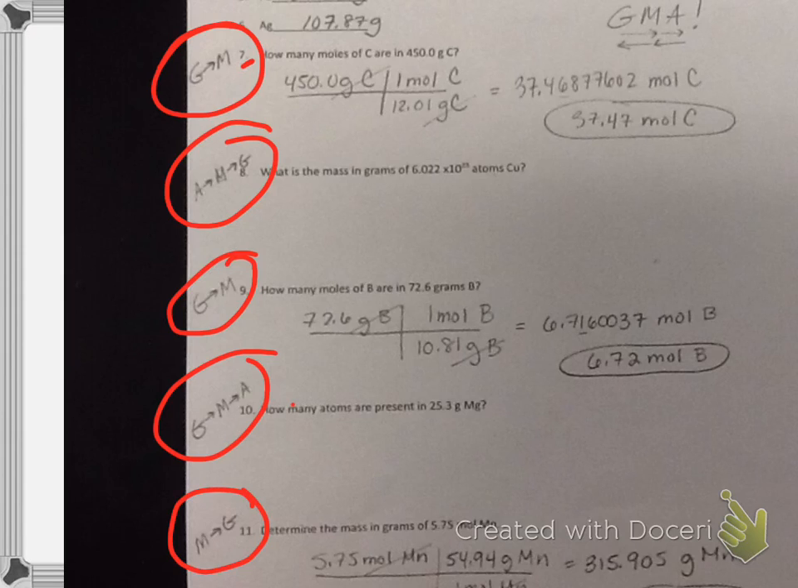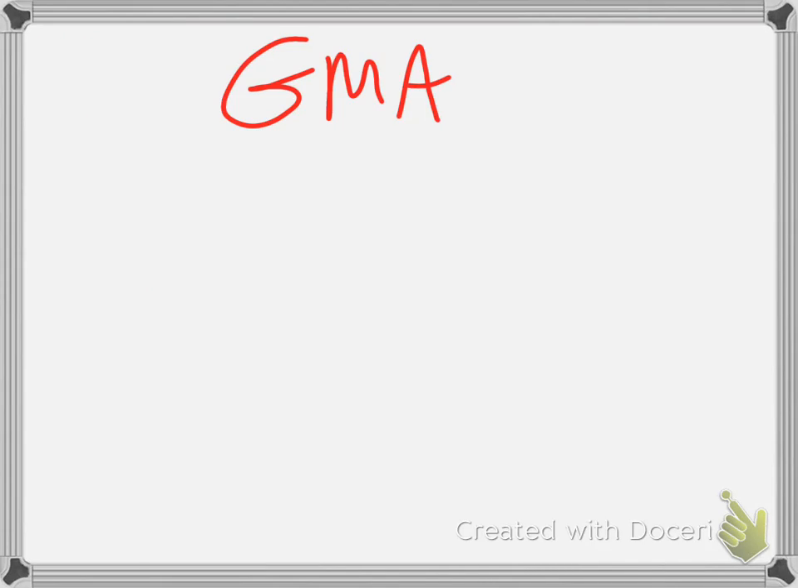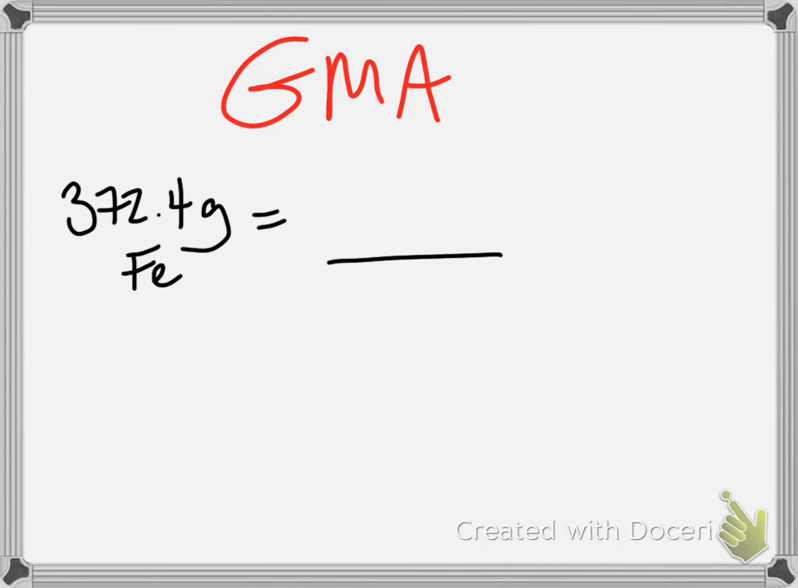What I'd like you to do is go through and find some atom to mole, mole to atom problems, and I want you to do those. And then we're going to do two-steppers. Okay, so now we're going to talk about two-step processes. So if you are given something like this, 372.4 grams of iron, and you want to know, I'm just curious, how many atoms of iron is that?